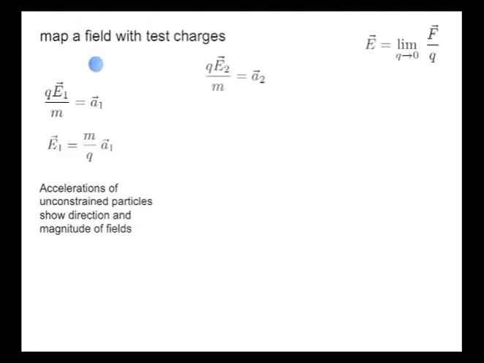Now we can use this force as a probe to map out the field by looking at the acceleration of the unconstrained particles. So here we are accelerating this little particle there. We might accelerate the little particle over here, and we can now assign an acceleration vector to each of these points in space. That acceleration vector is proportional to the electric field at that point in space.